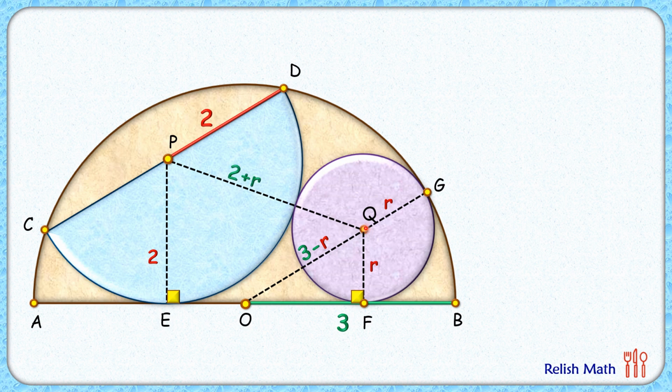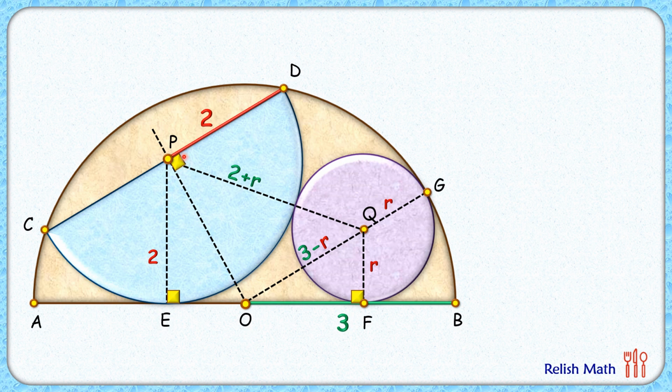Now what other theorem can we apply here? If we see, CD is a chord with respect to the brown circle, and P is the center of that chord, and we know that the perpendicular bisector of any chord passes through the center of the circle. So the perpendicular bisector of CD will pass through point O. Now what is the length of PO? That we have to find.